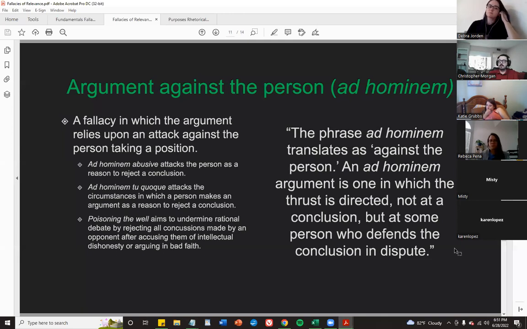Okay, well, just because he's being hypocritical doesn't mean that it's also broadly a good thing to champion free expression, right? Some more: poisoning the well. This one's a particularly onerous one. It aims to undermine rational debate by rejecting all conclusions made by an opponent after accusing them of intellectual dishonesty or arguing in bad faith.